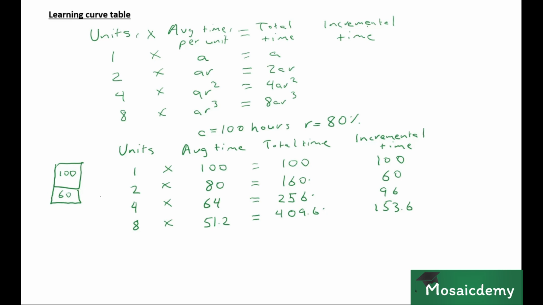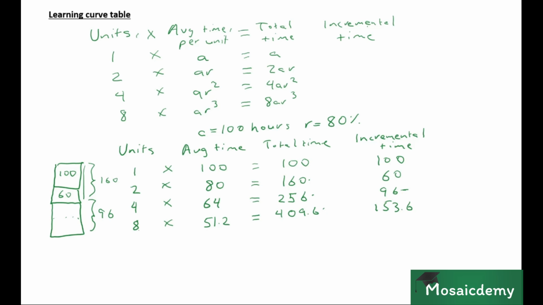total time 160, okay? Then 4, we doubled the output again, the next two units that we produced. So there's two units here. When we produced those, the first 4 units, including these first two, took an average time of 64. The total time taken was 256. So this was 160, and the next two units took 96 hours, meaning this was 96, for a total of 256 for the first 4 units.